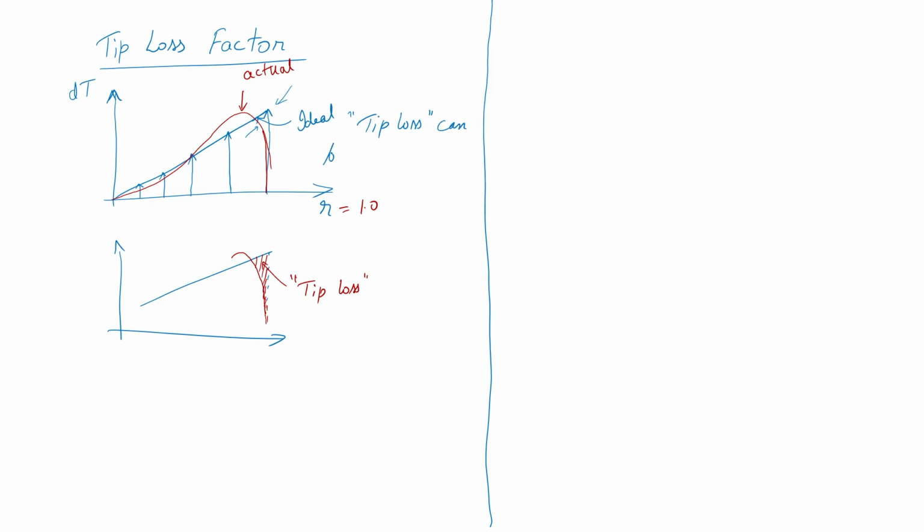So tip loss can be viewed as a loss of thrust producing capability of the rotor, and the reason for this is the tip vortex.